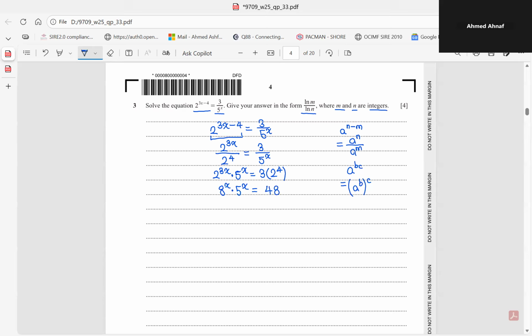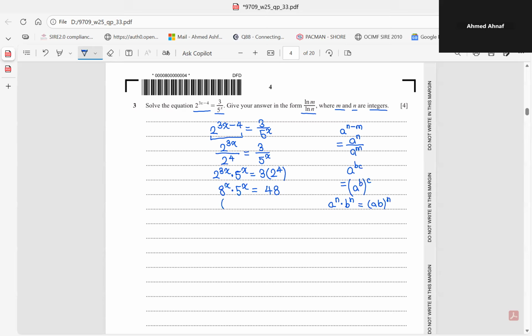Okay, so now we are left with this expression. What do we do with it? Well, you can see they have the same power, so we can use our law of indices again. So if we have a to the power of n times b to the power of n, we can combine them together since they have the same power as a times b to the power of n.